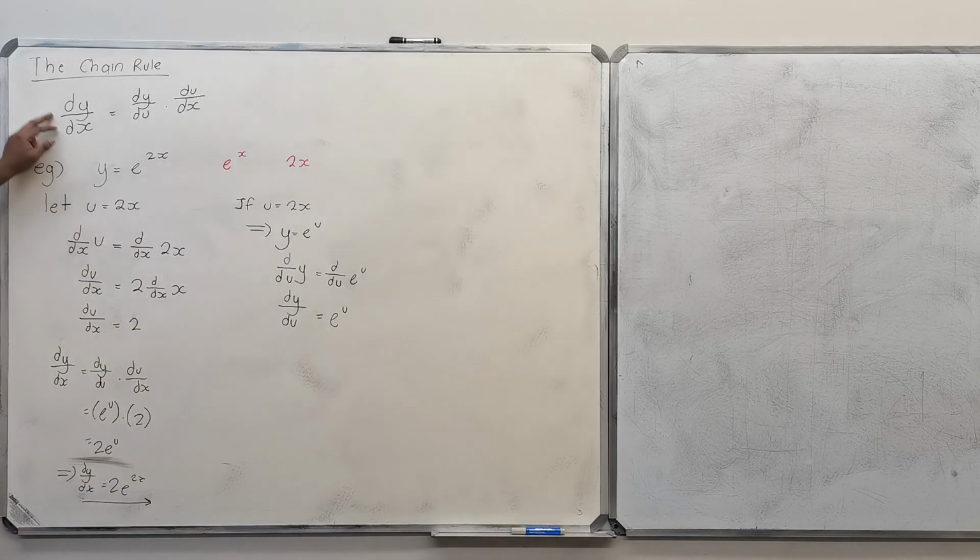Chain rule states that dy over dx is equal to dy over du times du over dx. So I substituted because I have the values of it, and I got this equation 2e to the power u. Because I said u is equal to 2x, I'm going to substitute it back. Why I substitute it back is because I'm deriving y in terms of x, not in terms of u. That is the answer.